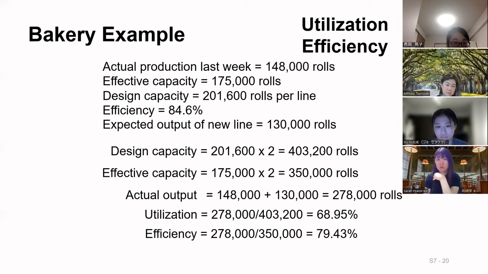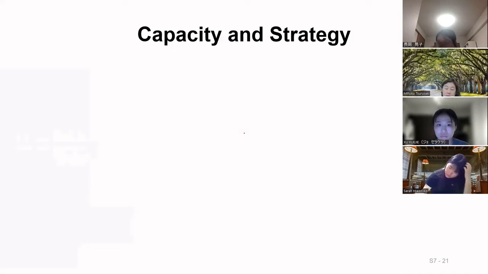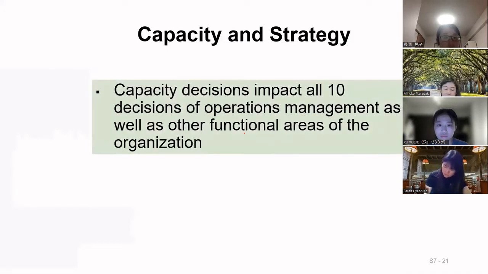Utilization previously was 73%. Using one production line is 73% utilization. Having two production lines, 68% utilization. Do you want to invest in a new line? No. Very clear cut. That's why when you do analysis, things are easily seen. You need to increase the output, for example. So this is an example of having a new line, and you can do the analysis.